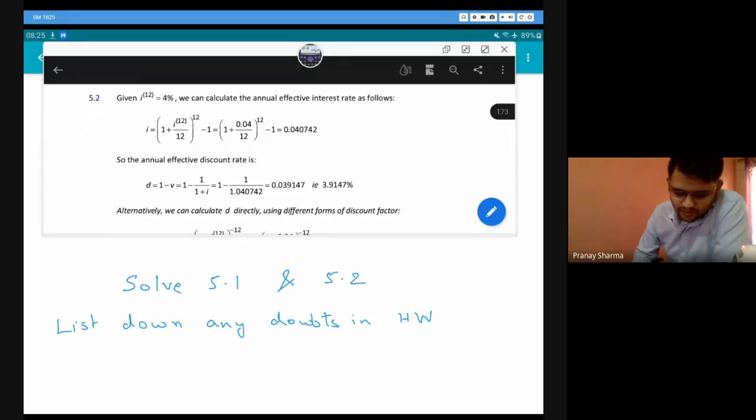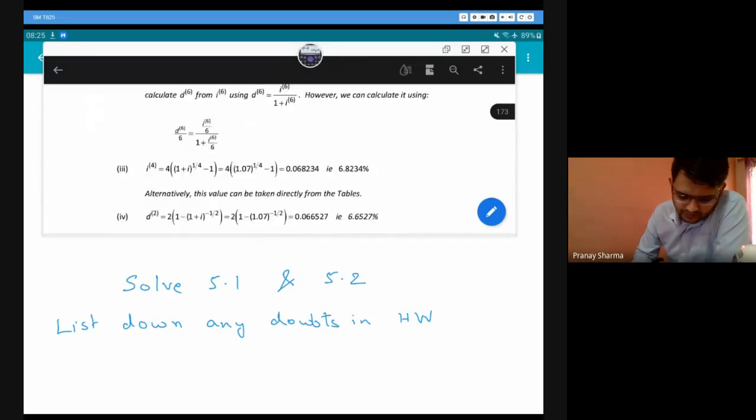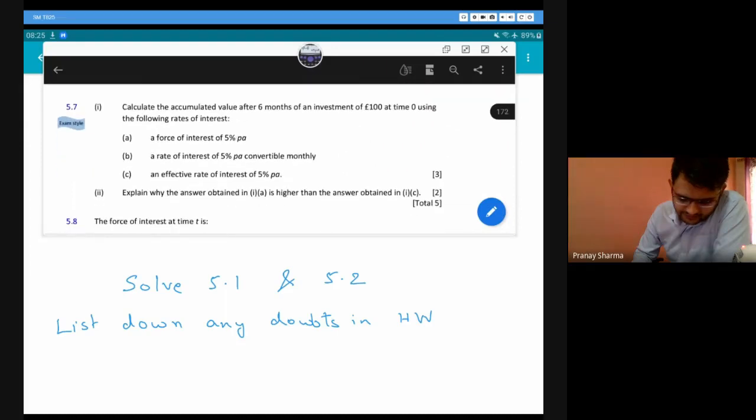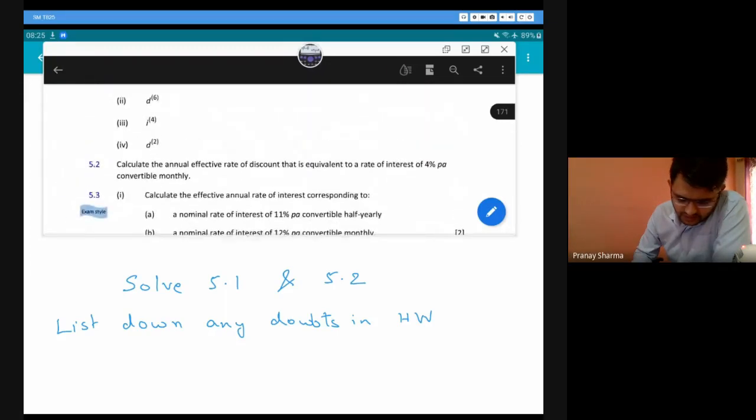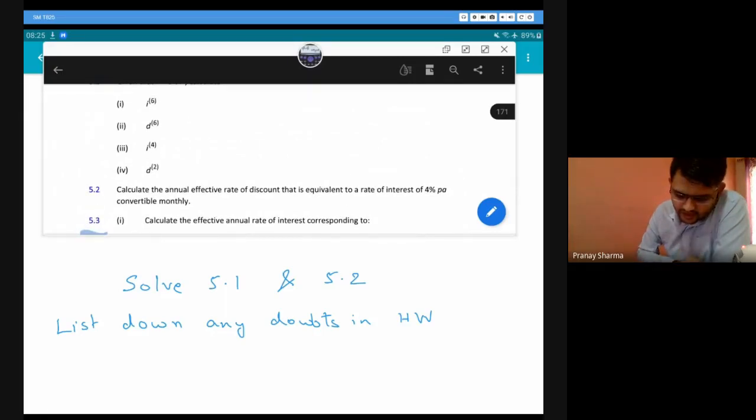And this is our 5.2. In our 5.2, calculate the annual effective rate of discount that is equivalent to the rate of interest of 4% per annum convertible monthly. So they have given us I12. We have to find D. So from I12, we'll first find I, and then from I, we'll be finding D.